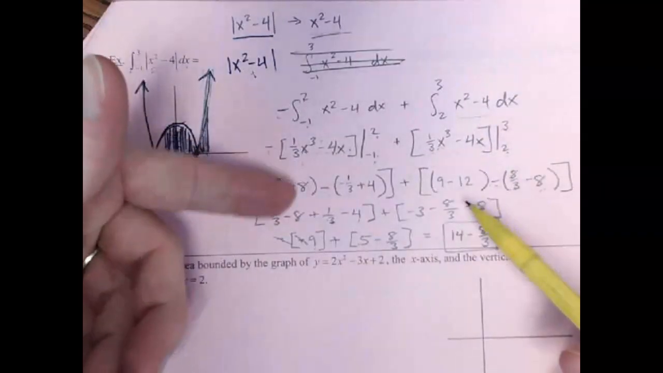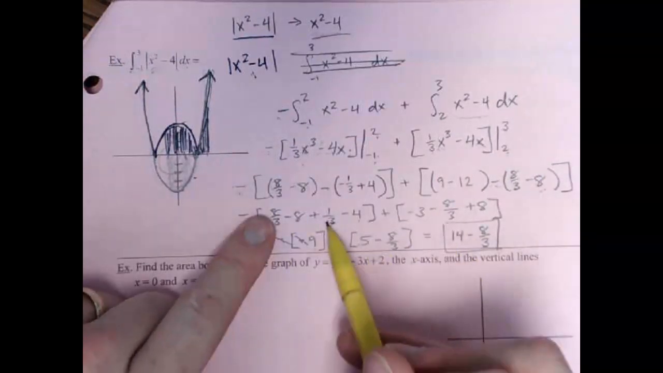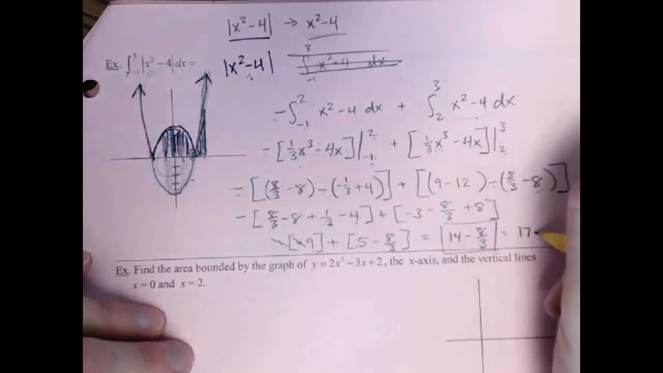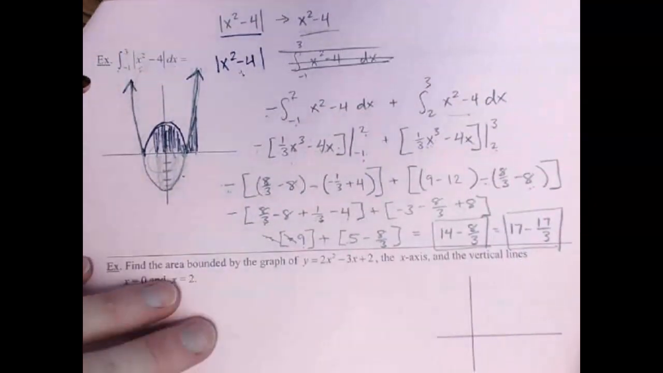If you combine your fractions slightly differently, like if you were to just distribute this negative, then combine all the over 3s, combine the whole numbers, you may not get the exact same thing. You could get something that ends up looking like 17 minus 17/3. That's the same thing. Both of those are equivalent. It's kind of hard to see.